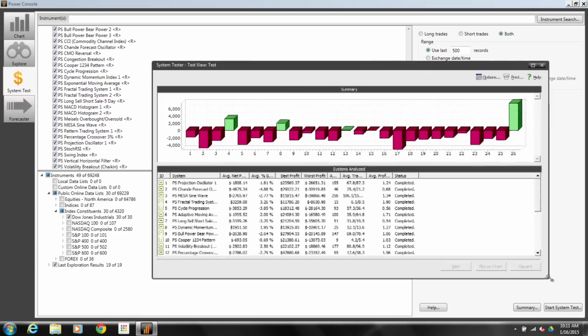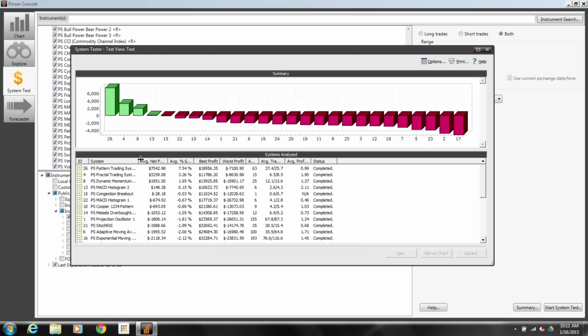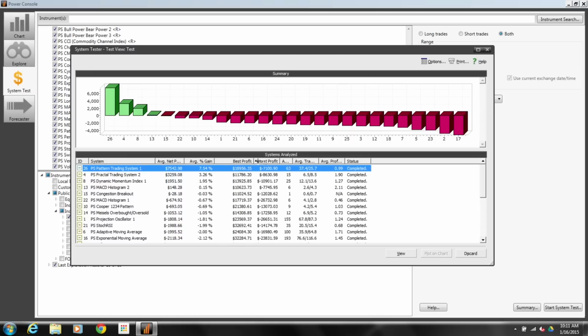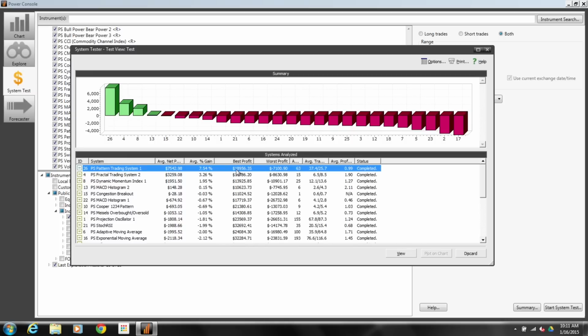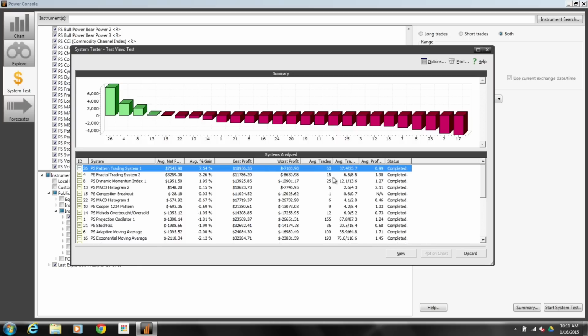Okay, so what our result here is showing is that each of the strategies against that whole list of stocks. So let's rank on average percent gain here. So what we're seeing here is this PS Pattern Trading System is the best performing against that whole list. So inside that list, we have a little bit different of a category here. We have best profit. So the stock that had the best profit in there overall was about $19,000. Worst profit was minus $7,100. Okay, average trades overall was about 63, average trades loss, and average profit.